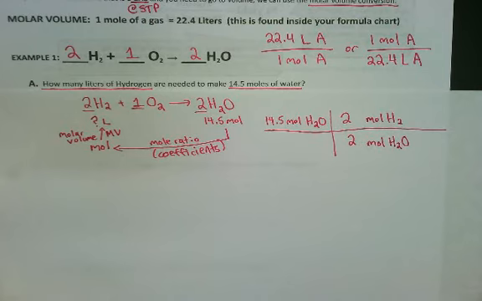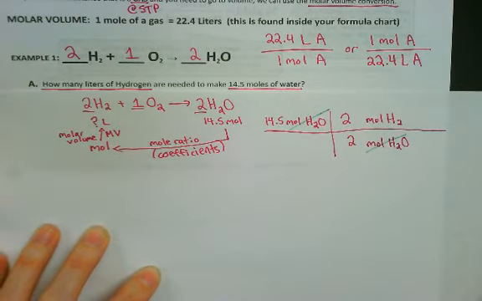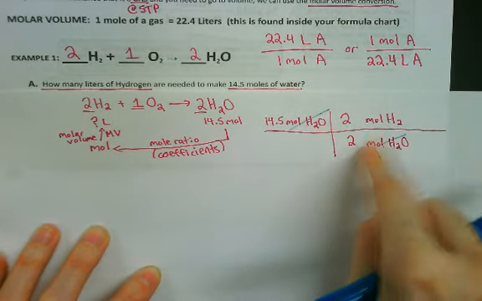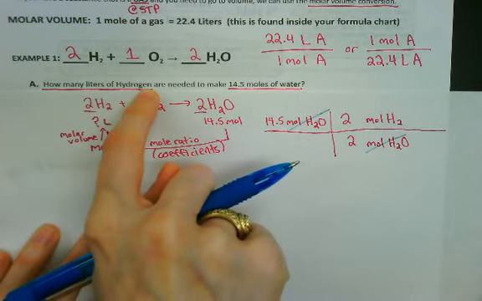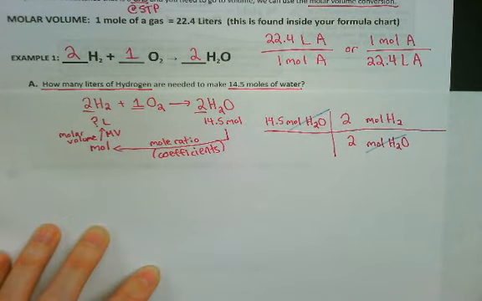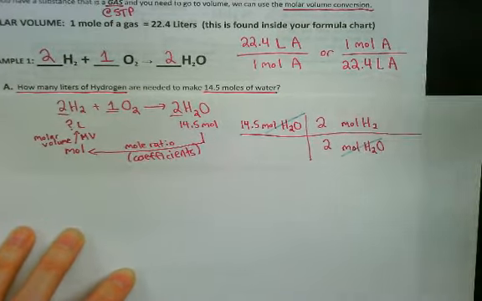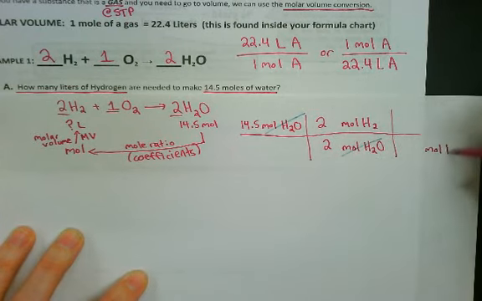At this point, we have now, let me get a different color actually. We can show this. At this point, we have canceled out our moles of water. We are now in moles of H2. But we want to get to liters of hydrogen, liters of H2. So we're going to use that molar volume conversion. I'm going to go ahead and take this unit and put it down here. What goes up must come down.